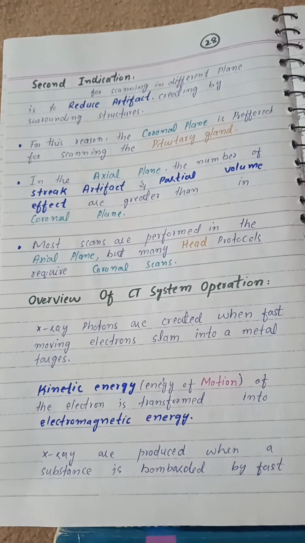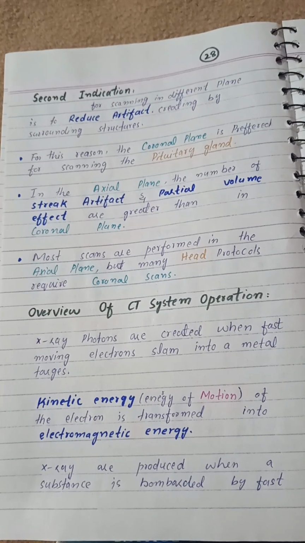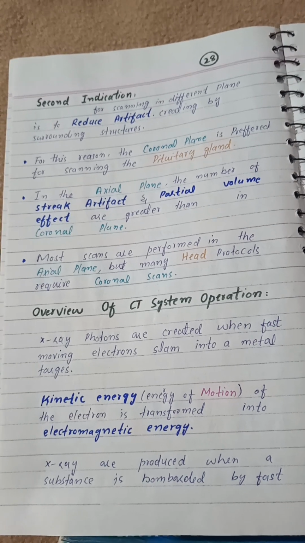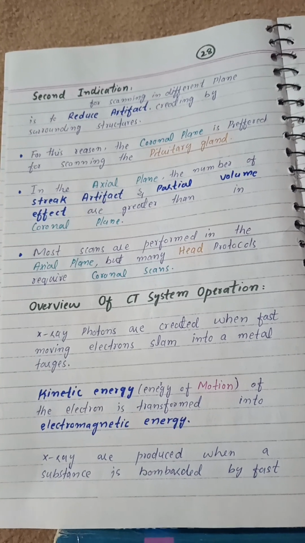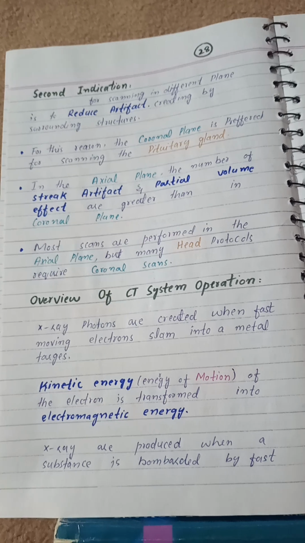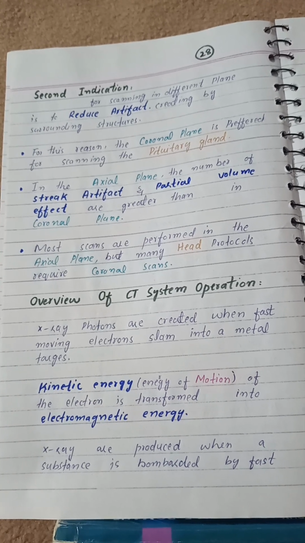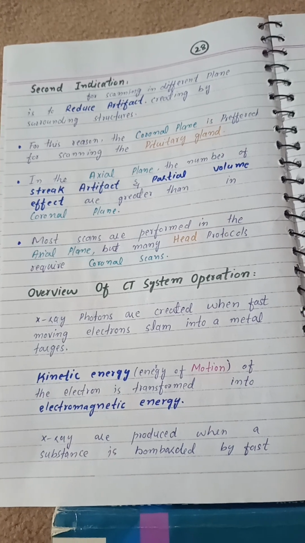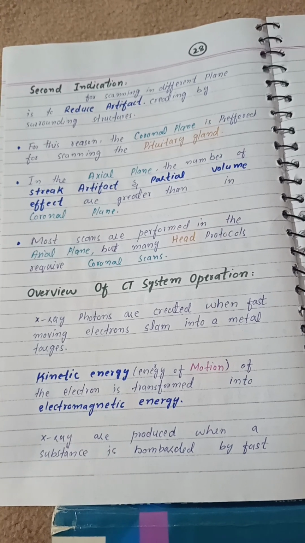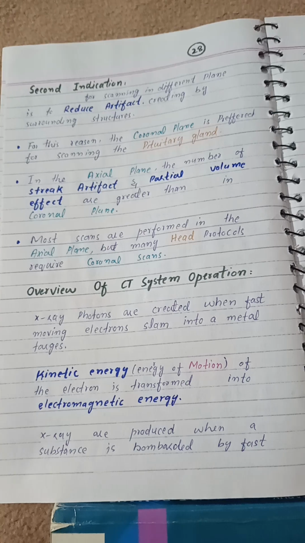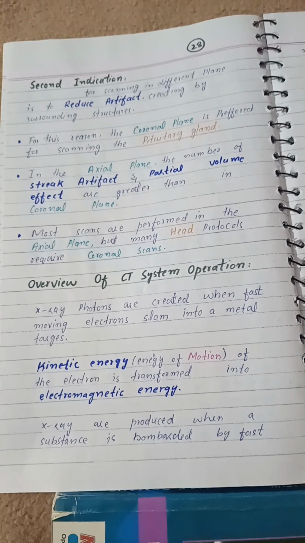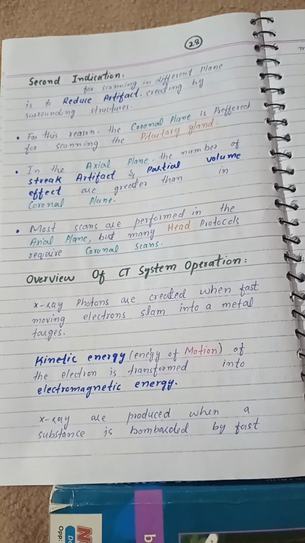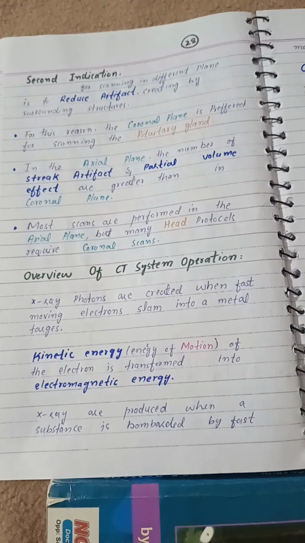The second indication for scanning in a different plane is to reduce artifacts created by surrounding structures. For this reason, the coronal plane is preferred for scanning the pituitary gland. In the axial plane, the streak artifact and partial volume effect are greater than in the coronal plane. Most scans are performed in the axial plane, but many HEENT protocols require coronal scans.